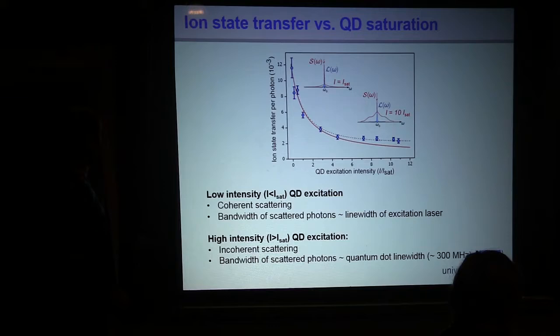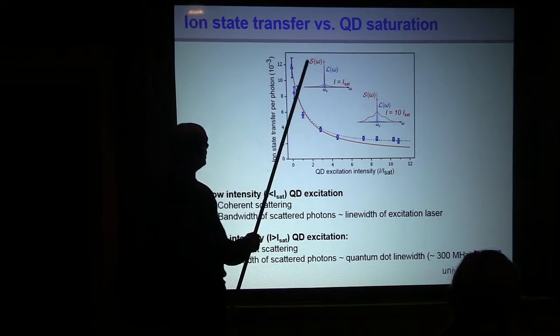So again, the message here is that the coherently scattered photons help us a lot in combining these two systems, as opposed to the incoherently scattered photons.